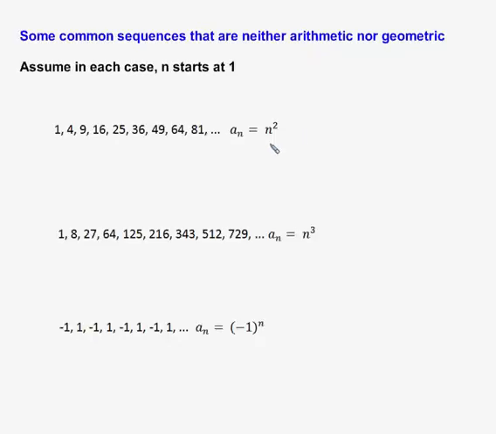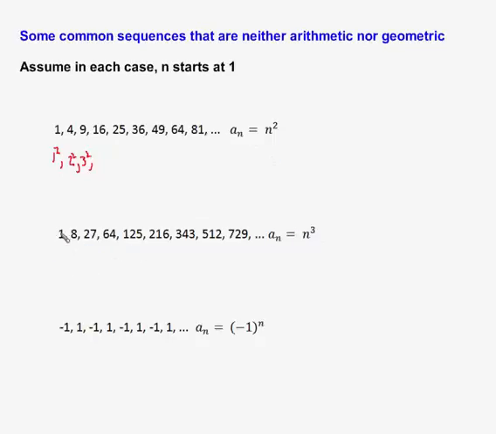The first of which is the squared numbers. And each of these sequences starts at n equals 1. So for example, you might notice that the first number is 1 squared, the second number is 2 squared, the third number is 3 squared, and so on and so forth, 4 squared, 5 squared, 6 squared. So this sequence can be written using the explicit formula a sub n equals n squared, where n starts at 1. Down here we have the perfect cubes.